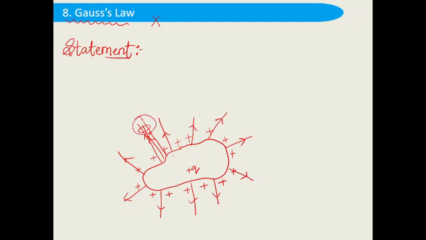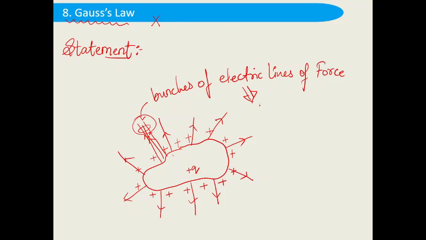So this bunches of electric lines of force is called as tubes of force. So what is there inside a tube? If suppose I consider this tube, a cylindrical shaped tube, there are many electric lines of forces present inside that tube.